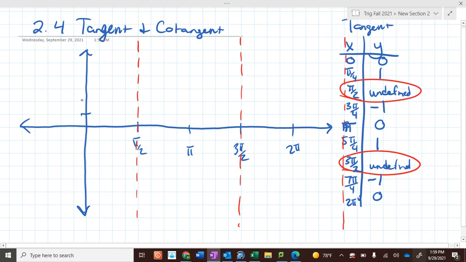So this is 1 and 2, negative 1, negative 2. Okay. At 0, we're at 0. At pi over 4, we're at 1. 3 pi over 4, we're at negative 1. Then we have 0. Then we have 1. Negative 1, 0, 1.